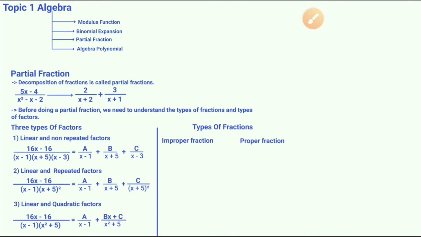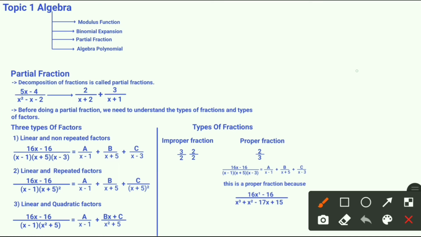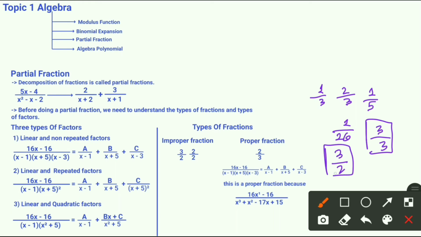What are the types of fractions? There are 2 types of fraction: proper fraction and improper fraction. This is a proper fraction, this is a proper fraction, this is a proper fraction, but this is not a proper fraction. This is an improper fraction, and this is an improper fraction. That's the difference.